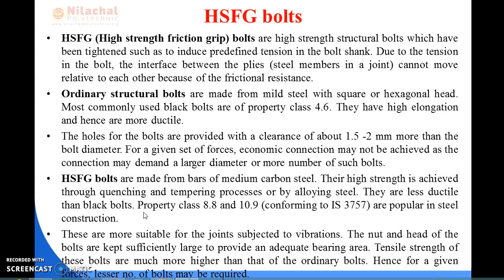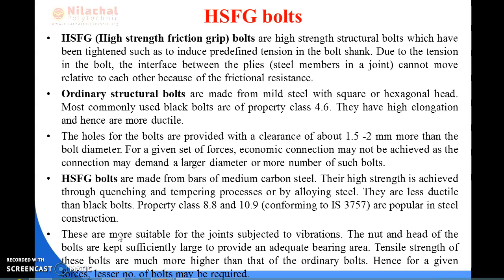But high strength friction grip bolts are made from bars of medium carbon steel. Okay, in case of an ordinary bolt, it is made from mild steel, but these HSFG bolts are made from medium carbon steel. Their high strength is achieved through the quenching and tempering process or by alloying steel. They are less ductile than black bolts.